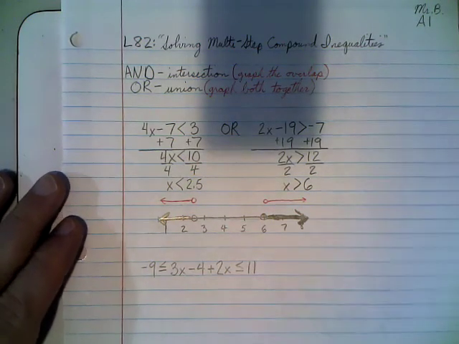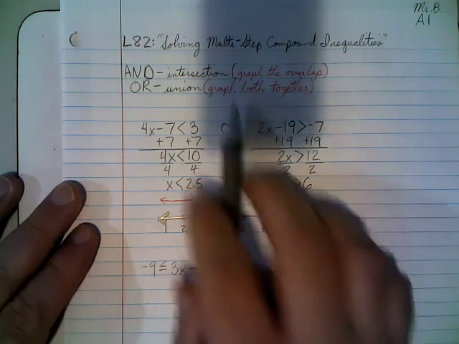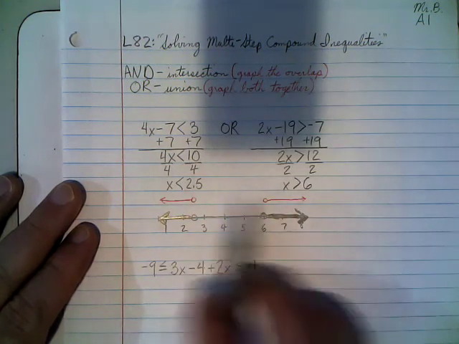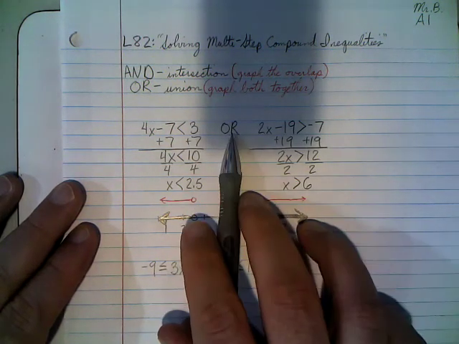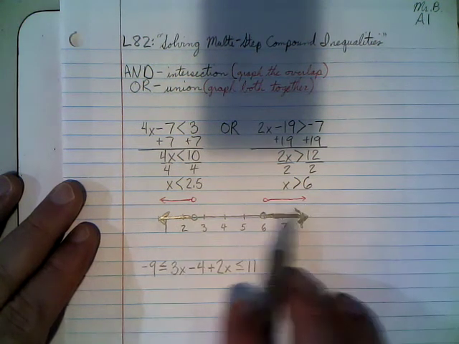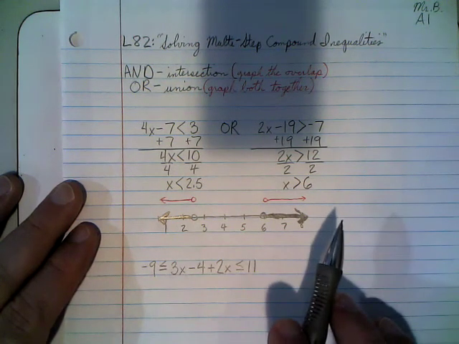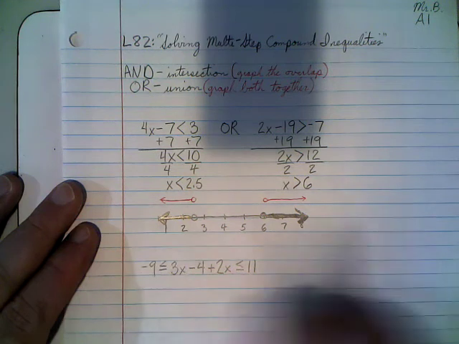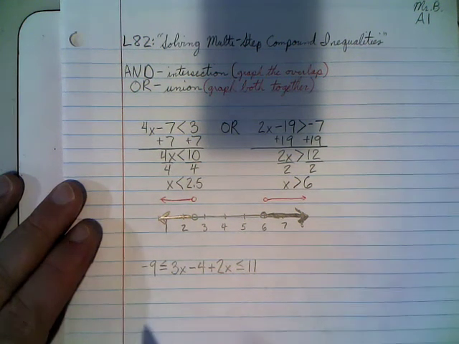Now, a quick word. If this had been an and, remember the and is only where these overlap. So since these do not overlap at all, if this had been an and, we would have written no solution, and it would have just been a number line with nothing highlighted. No boundaries, nothing highlighted, just open.